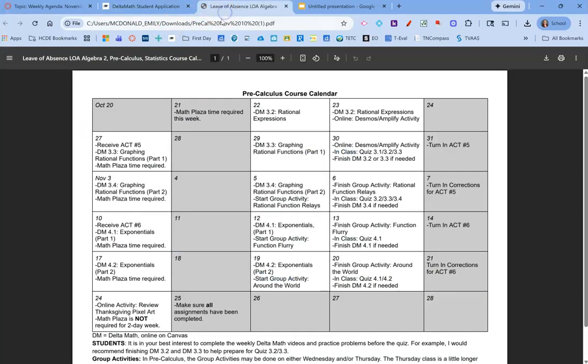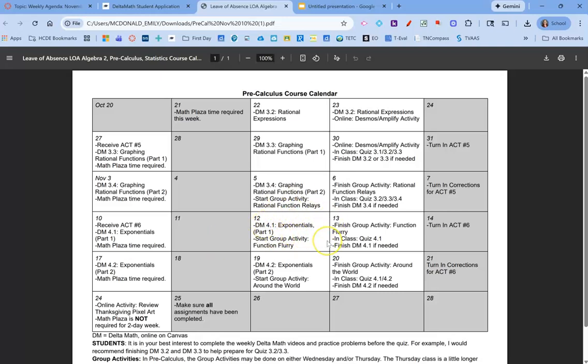So kind of looking at the calendar for the week, here on Monday, you'll get the ACT number 6 paper. You can start working on that. You can also work on your Delta Math exponentials part 1. We'll do more with exponentials next week. And you can go ahead and start working on your Math Plaza time, getting time in the Math Plaza at some point this week, just 30 minutes total.